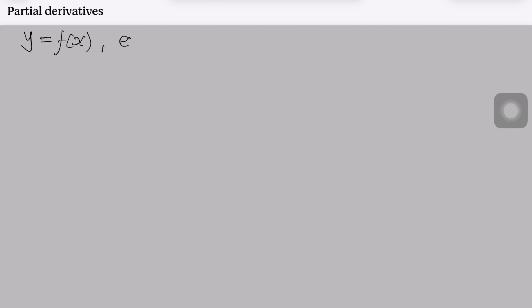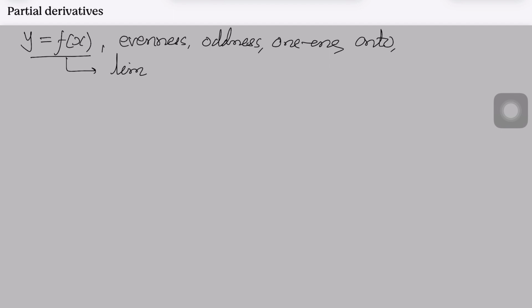For example, evenness, oddness, whether the function is one-one or not, onto or not, right? And in the analytic property, we have seen whether the function has a limit at a particular point or the limit does not exist. If the limit exists, then whether the function is continuous at a particular point or not.